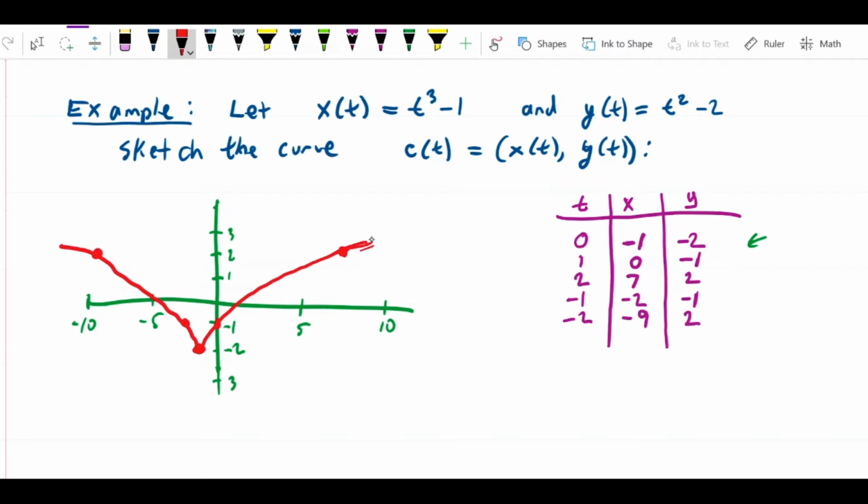And by the way, just take note of where the actual points are here. This is generated by t. So that's t equals 0. Over here, we have t equals 1. This is t equals 2. This is going to be t equals negative 1. And this is going to be t equals negative 2. You see, I didn't even graph t because that's not one of the variables that we're graphing. It's just the parameter that we're using to generate these points.